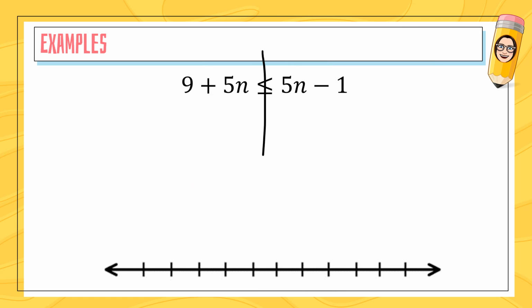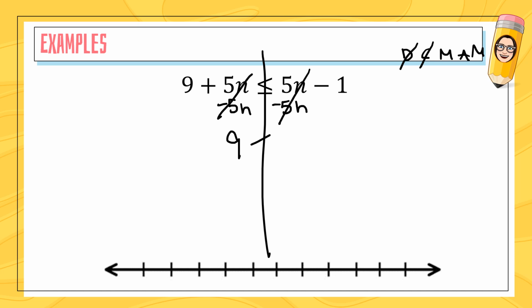All right, next up, draw my line, go through my steps, no distribution, no combining, move a variable. Uh-oh. If I subtract 5n, they both cancel. Wait a second. Okay, go through the motions, right? Like still drop down, still drop down.